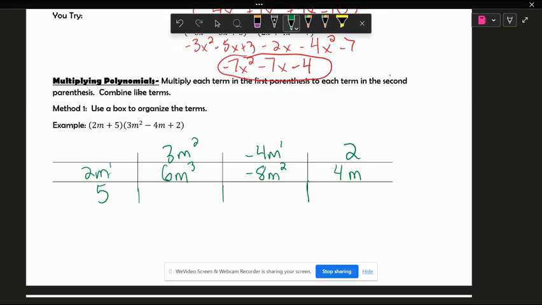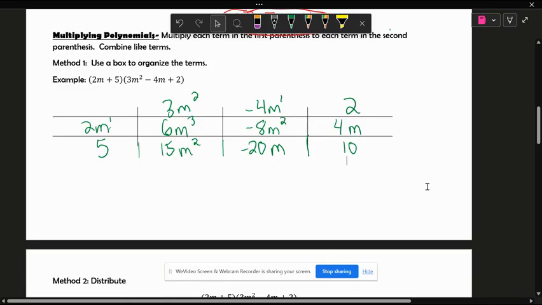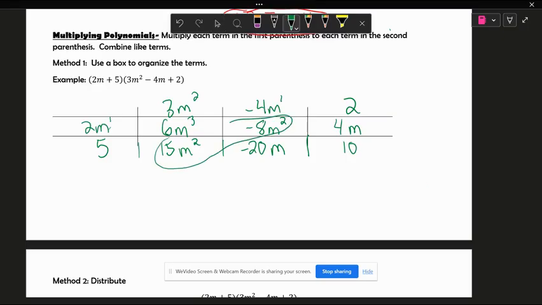Then we do the same thing with the 5. And obviously, it's not going to change our variables here, because 5 doesn't have one. So we're just multiplying the coefficient by 5. So 3 times 5, 15, still has m squared. Negative 4 times 5 is negative 20, still has the m. And 5 times 2, of course, is just 10. So we're not done yet, but we've got to add up our like terms. Most of the time, I'm not saying all the time, most of the time, our like terms will be diagonal from each other.